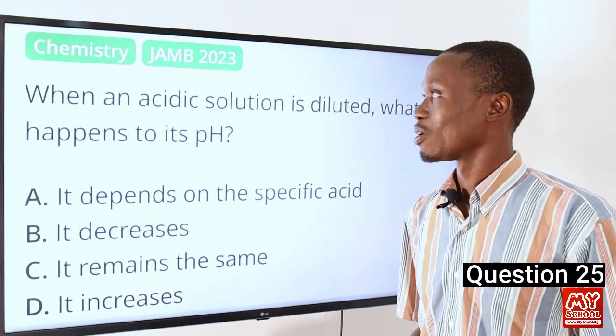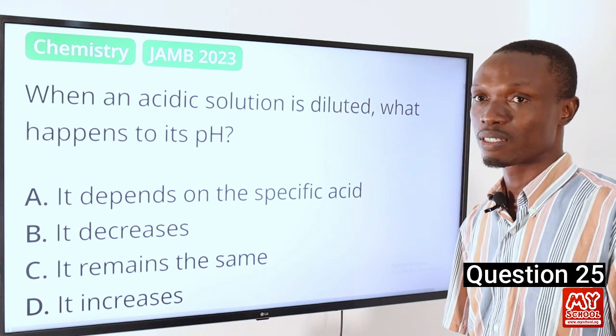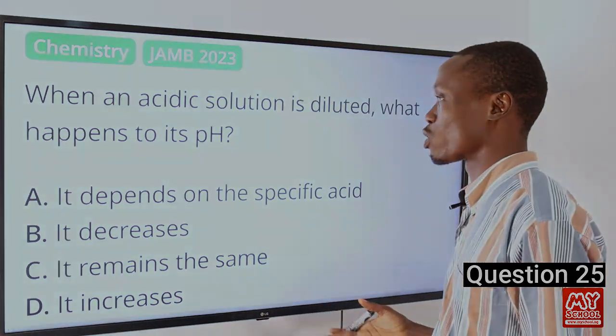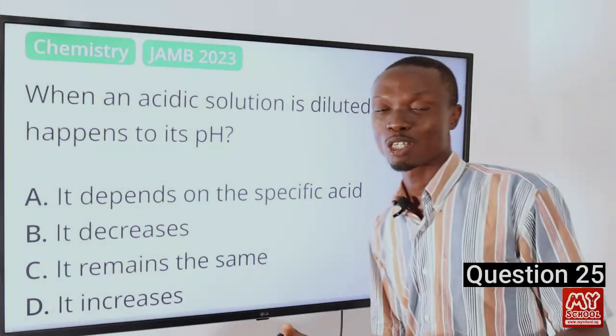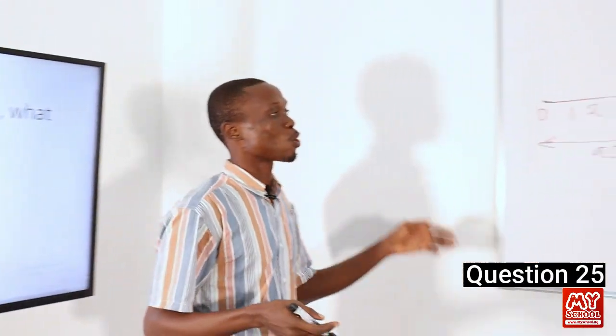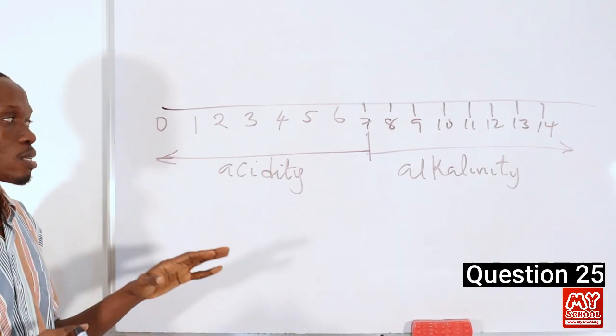Question 25. When an acidic solution is diluted, what happens to its pH? So to answer this question, it will be necessary for us to draw a pH scale. So let's move over to the board. Okay, so on our board, we already have a pH scale drawn. So we are using this to answer this question.